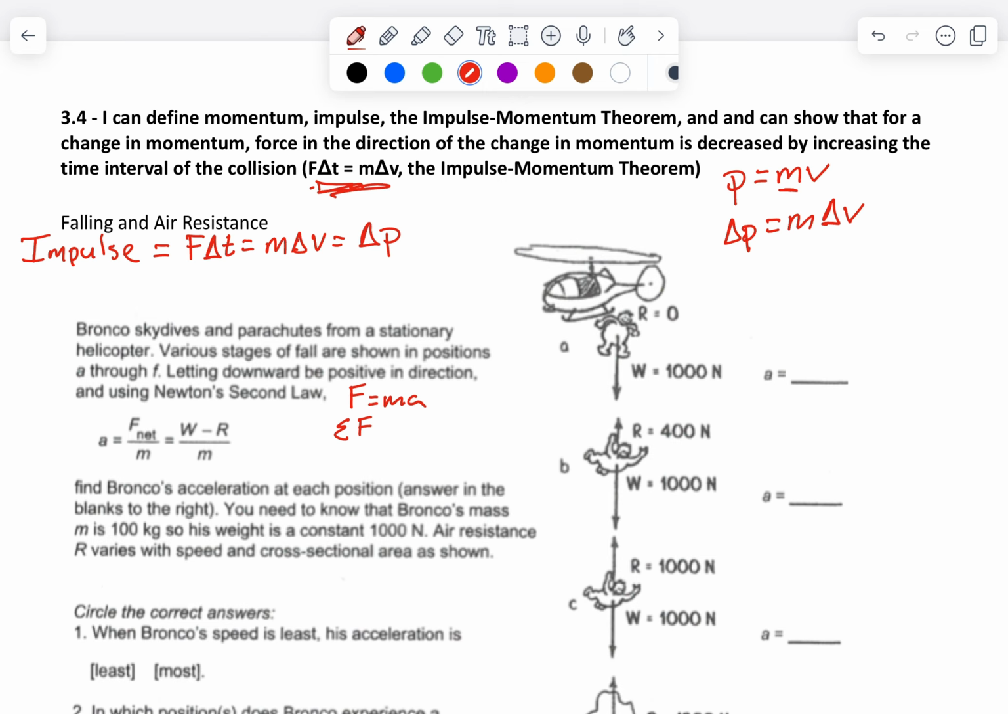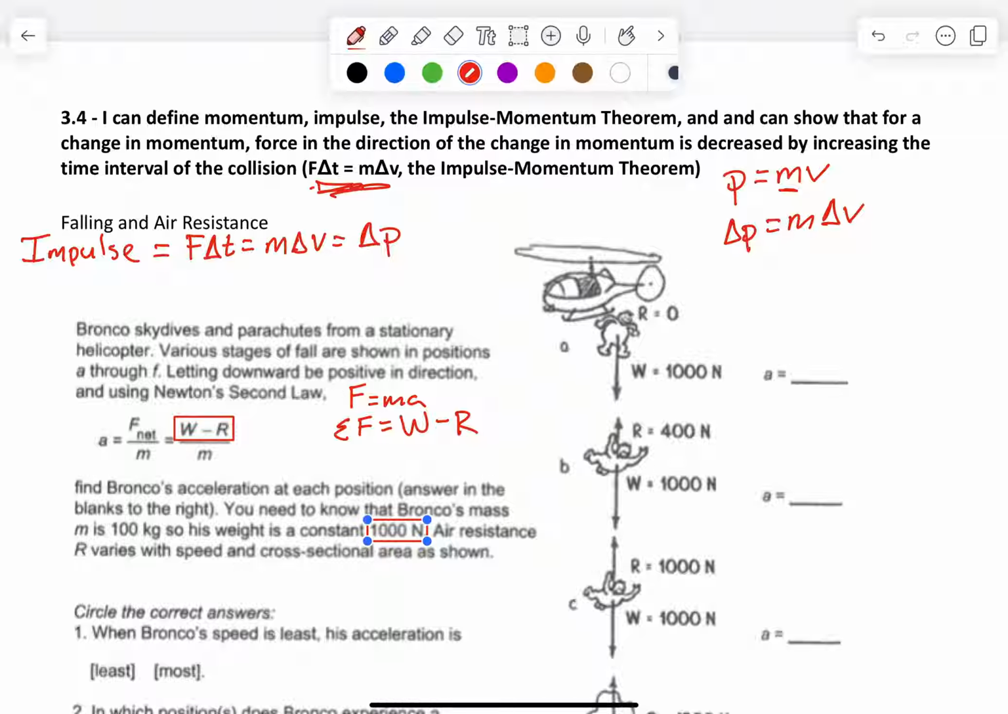Well, the sum of all forces in this case, we can also call F net, is going to be equal to the weight force minus the air resistance force. That's what that big R is, the air resistance force. Find Bronco's acceleration at each position. Answer in the blanks to the right. You need to know that Bronco's mass is 100 kilograms, so his weight is a constant 1,000 newtons. Notice, his weight is not changing.